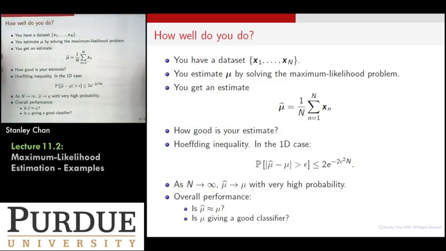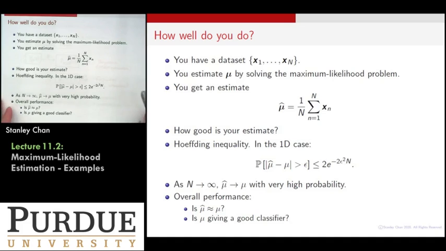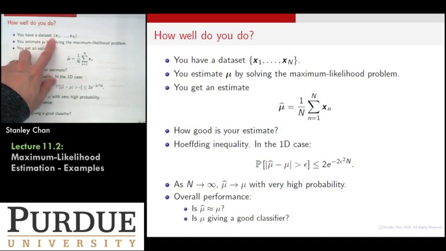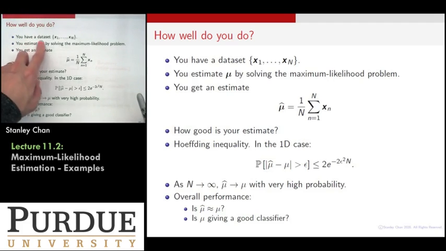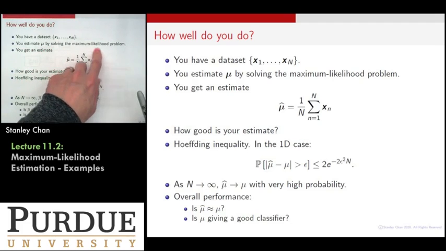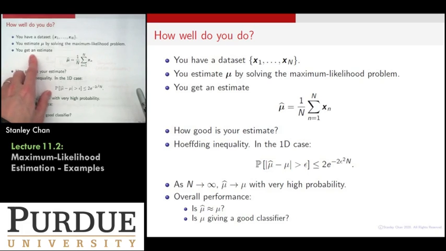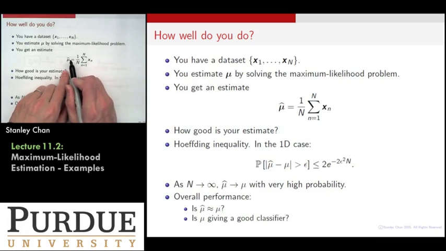A very important question we want to ask is: how well does this maximum likelihood perform? When will it fail? Suppose you have a data set that contains n points, and you have estimated mu by solving the maximum likelihood problem, so you have an estimate mu hat equal to the sample mean. Now you ask, how good is your estimate? What do you do? Well, you look at this quantity. This is a random vector. If you go to the 1D case, it will be a random variable.